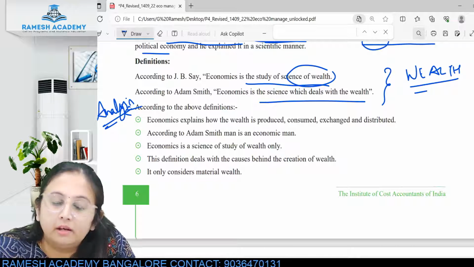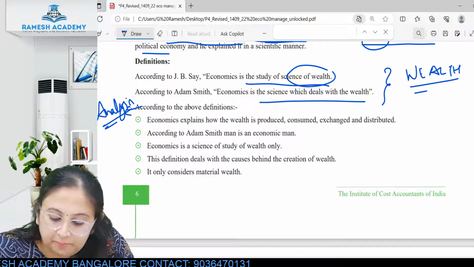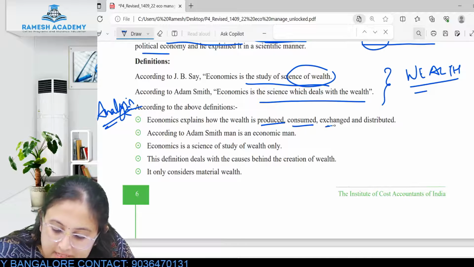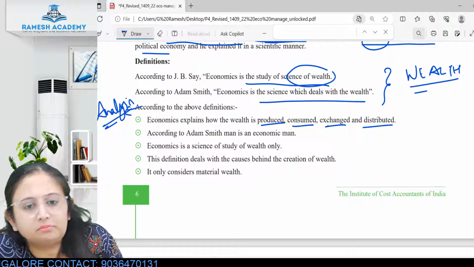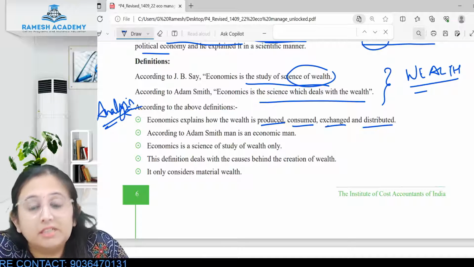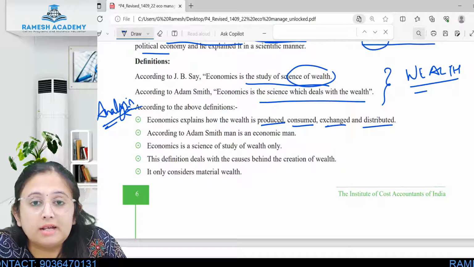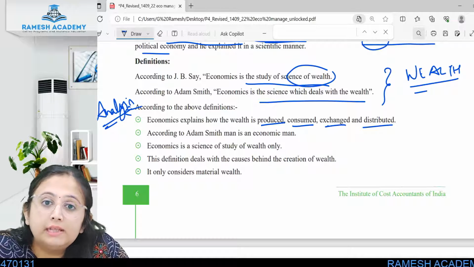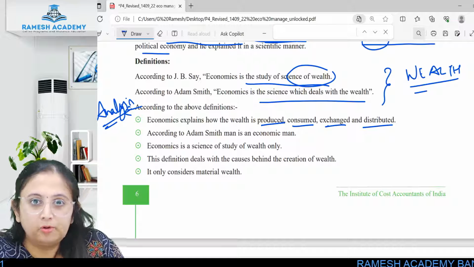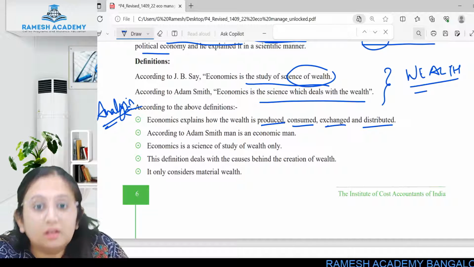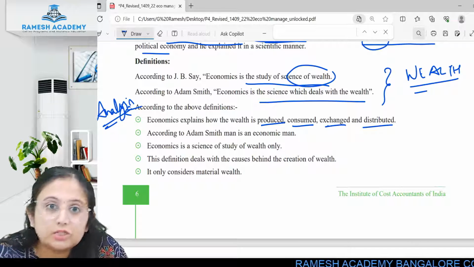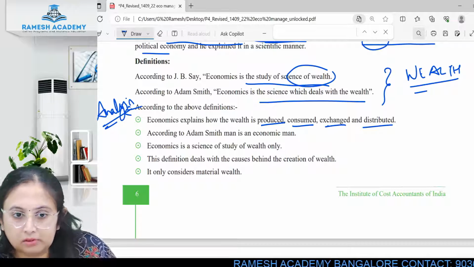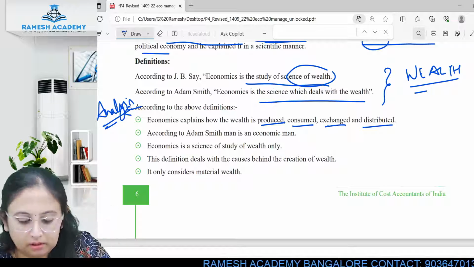First point: economics explains how wealth is produced, how wealth is consumed, how it is exchanged and distributed. So according to Adam Smith, the first thing you have to understand is how wealth is produced. First you have to produce wealth, you should have wealth, then consume it, then how it is exchanged and how it is distributed. That is the first point in the definition.